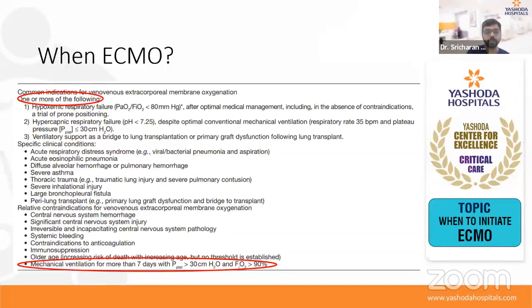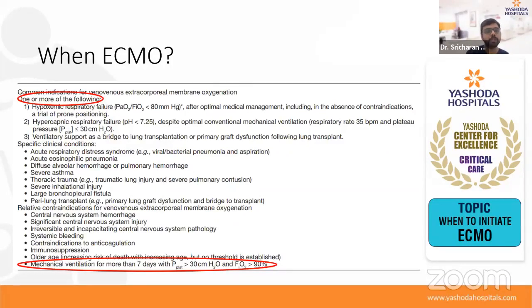What are the other relative contraindications of veno-venous ECMO? Mechanical ventilation for more than 7 days with P plats of greater than 30 centimeters of water and FiO2 greater than 90%. That is the mechanical power, which we will be discussing later. If the mechanical power, or the intensity of mechanical ventilation, is high and has been continued for a significant amount of time, the upper limit of which is greater than or equal to 7 days, then it is a relative contraindication for ECMO, because the chances of the patient coming out of ECMO are significantly less, and ECMO in these patients is associated with significantly higher mortality.